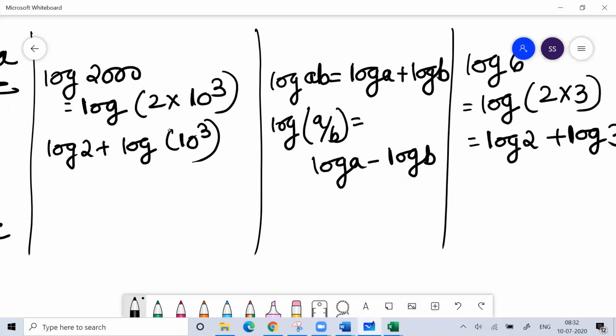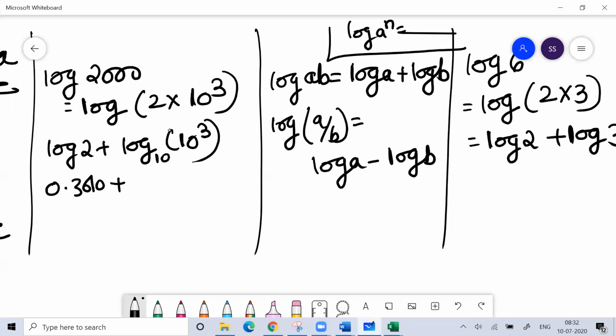Do you want me to solve that one? Now log 2, you know, is 0.3010. And log of 10 cubed, you know this base is 10 only. I told you log of a to the power n is equal to n log a. So log base 10 of 10 cube is nothing but 3 log base 10 of 10.